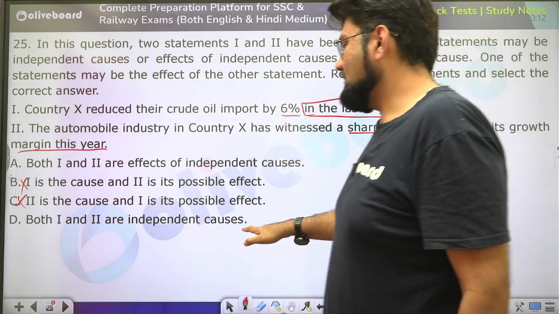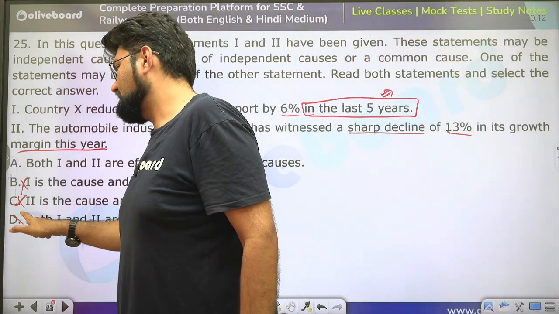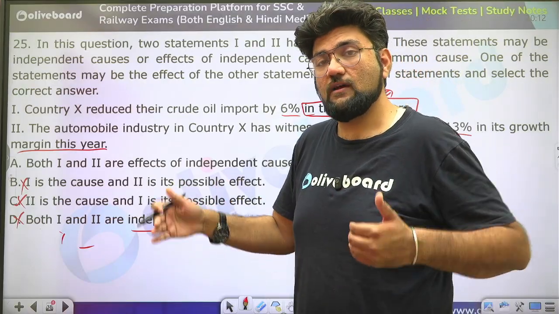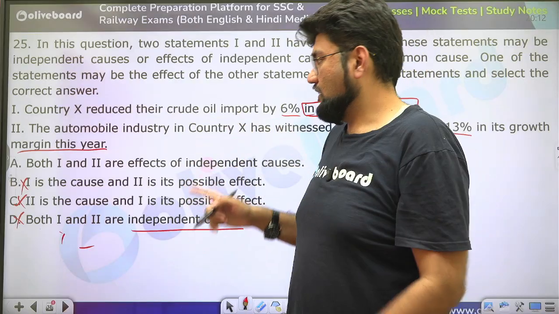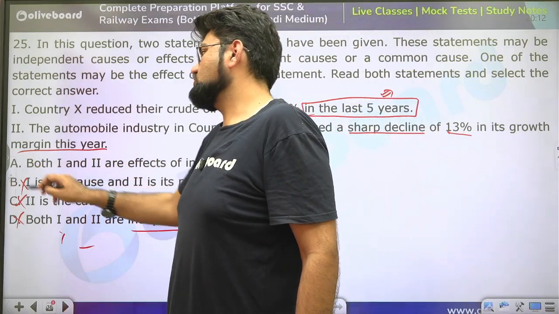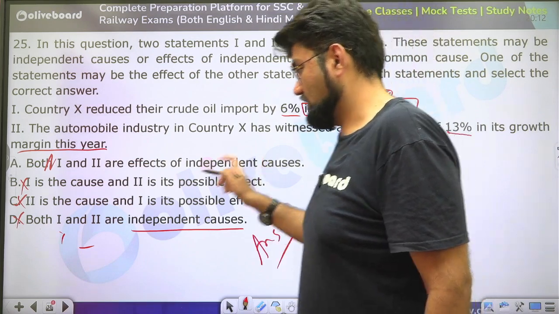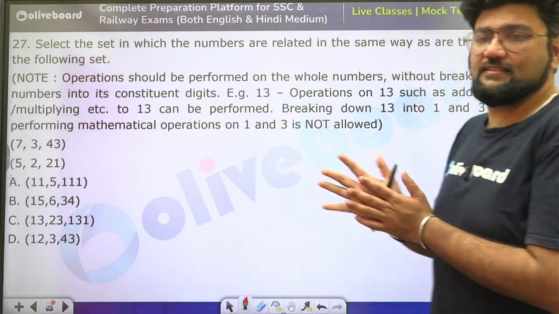So will they be independent causes? No. 99% never will they be independent causes, unless there are some universal truths or causes which lead to a definite effect. So my only answer is option A, both 1 and 2 are effects of independent causes. This is a previous year question. Next.